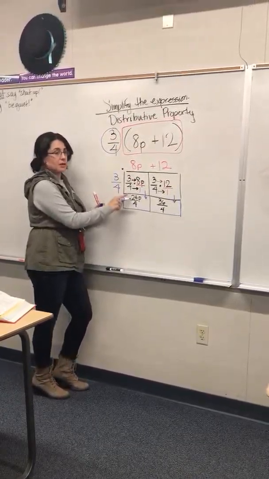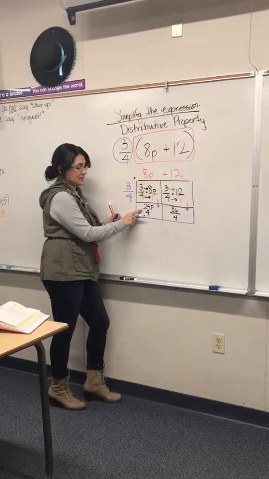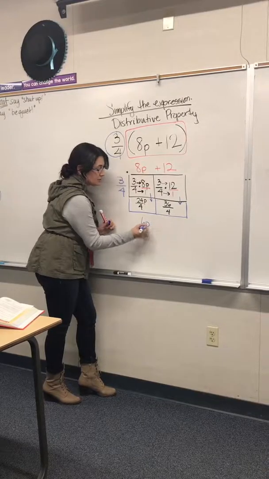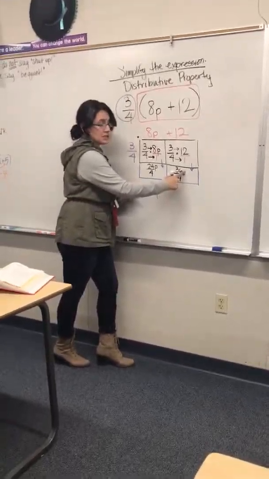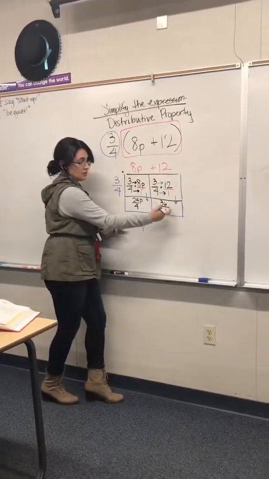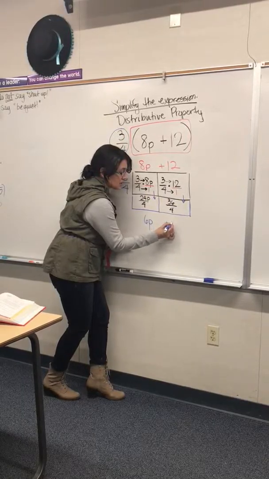So now I can simplify. This looks like a division problem. So 24 divided by 4 gives me 6p. And now I have 36 divided by 4, which gives me a positive 9. So same signs, I have like signs, so I get a positive. Positive 9.